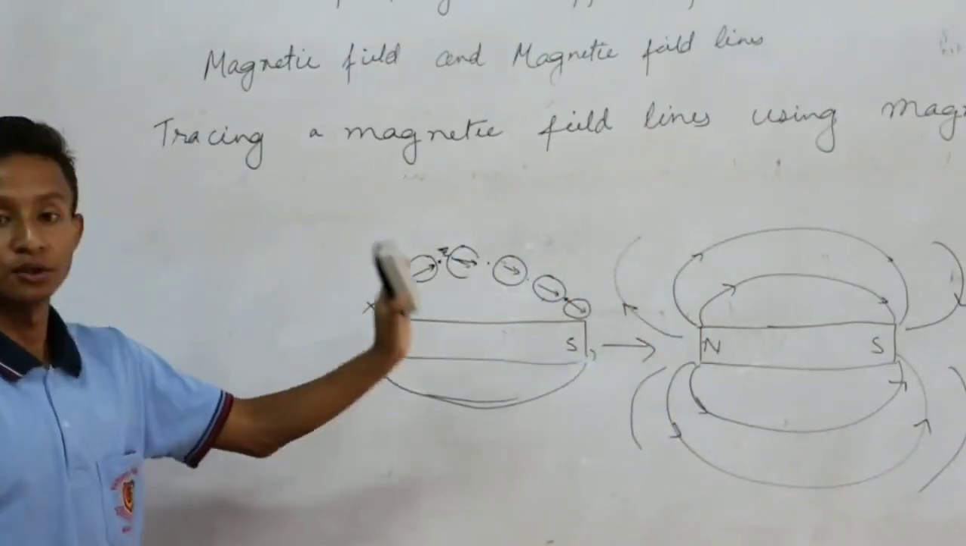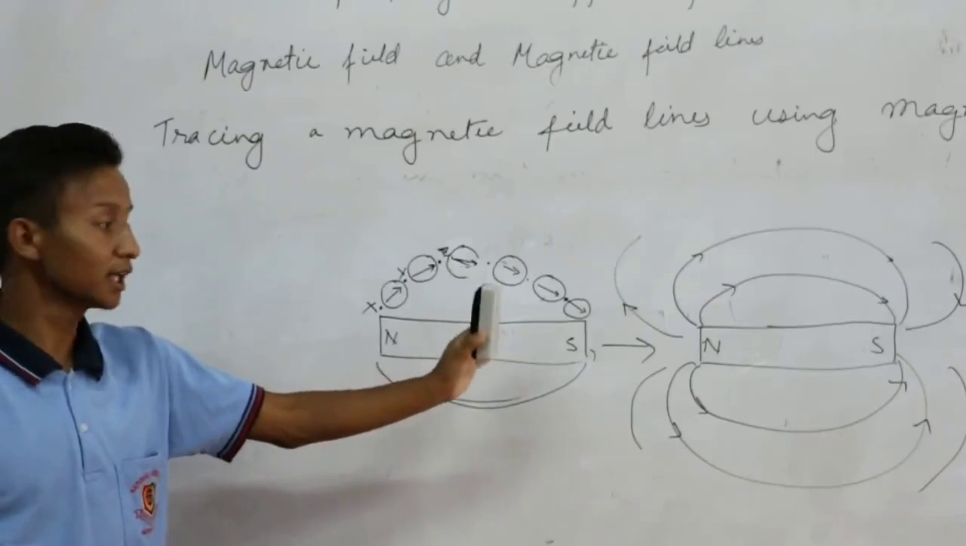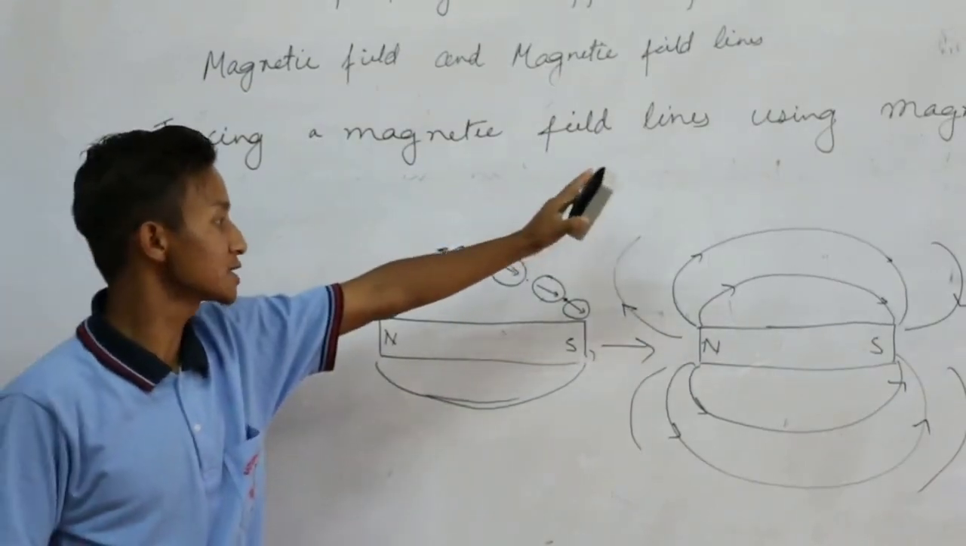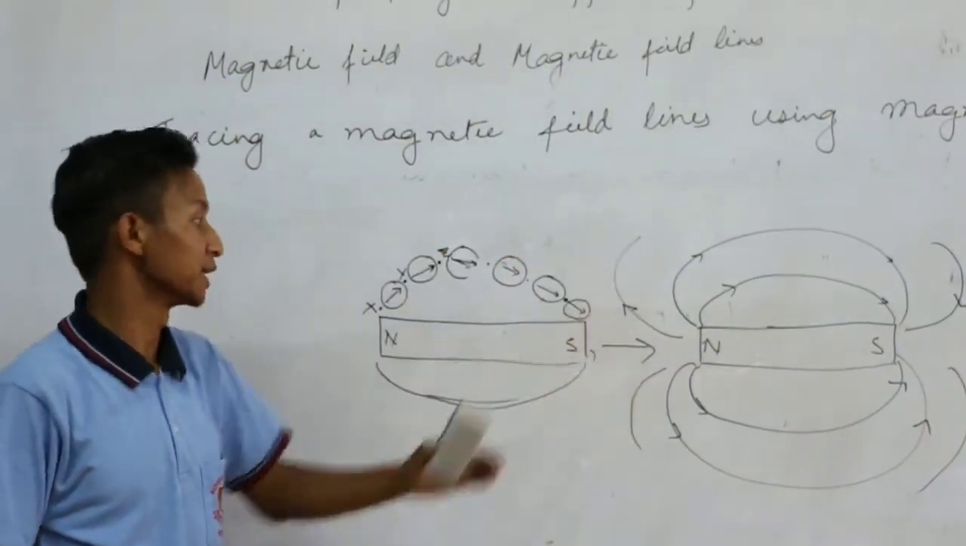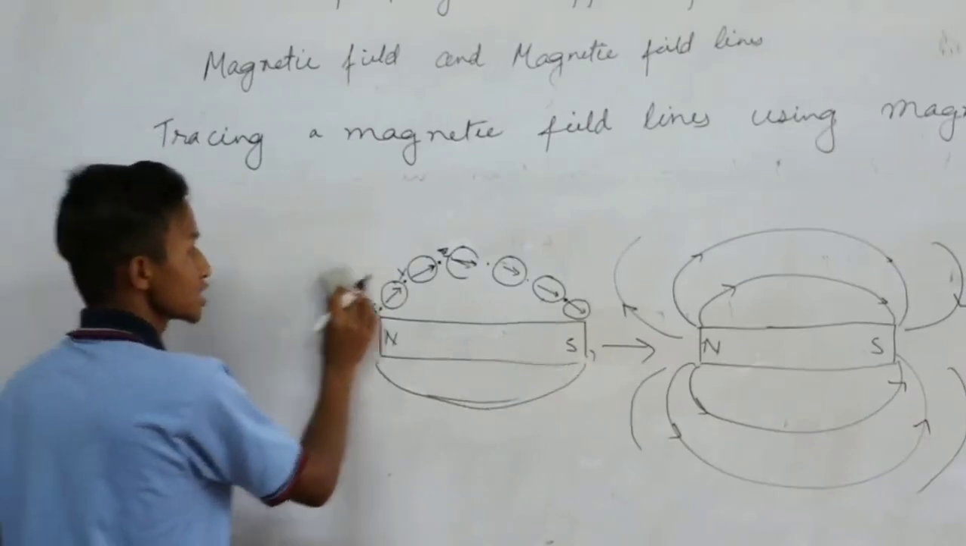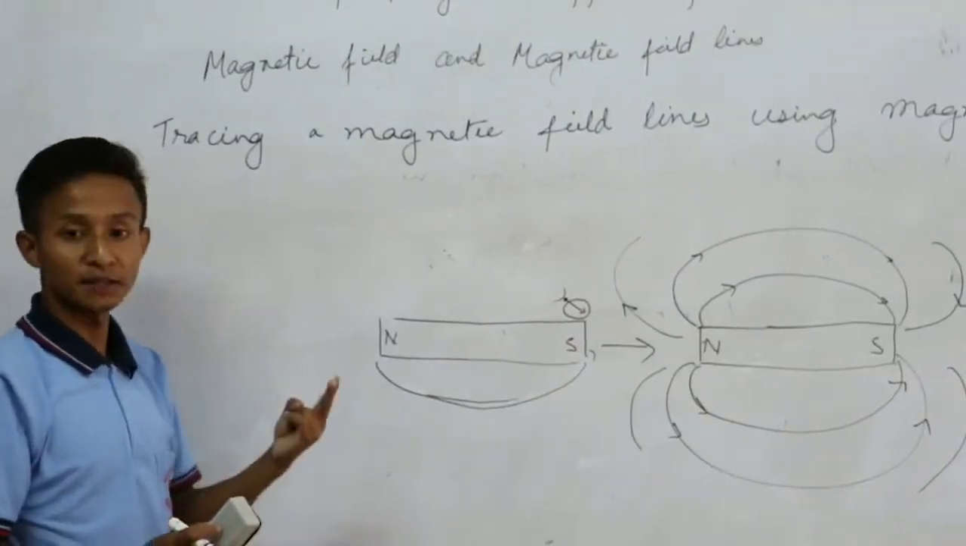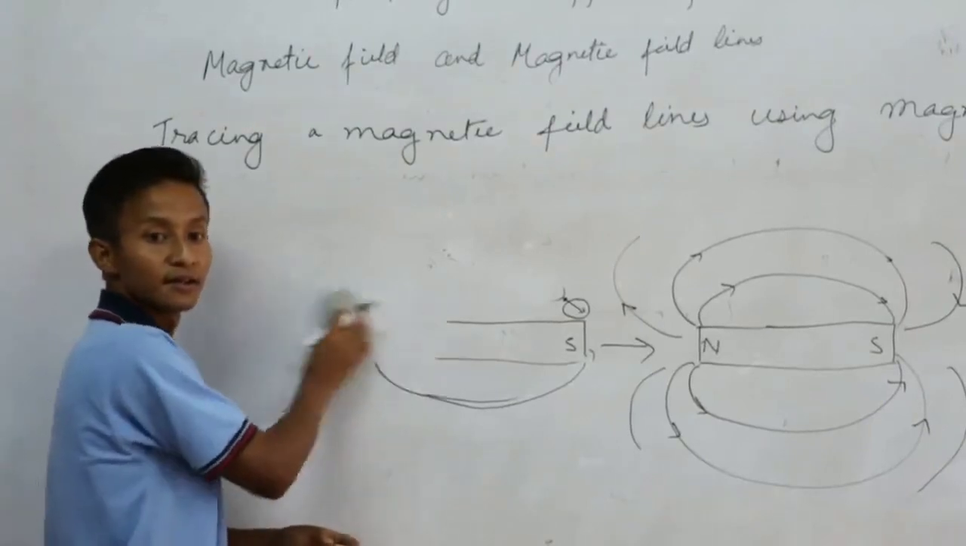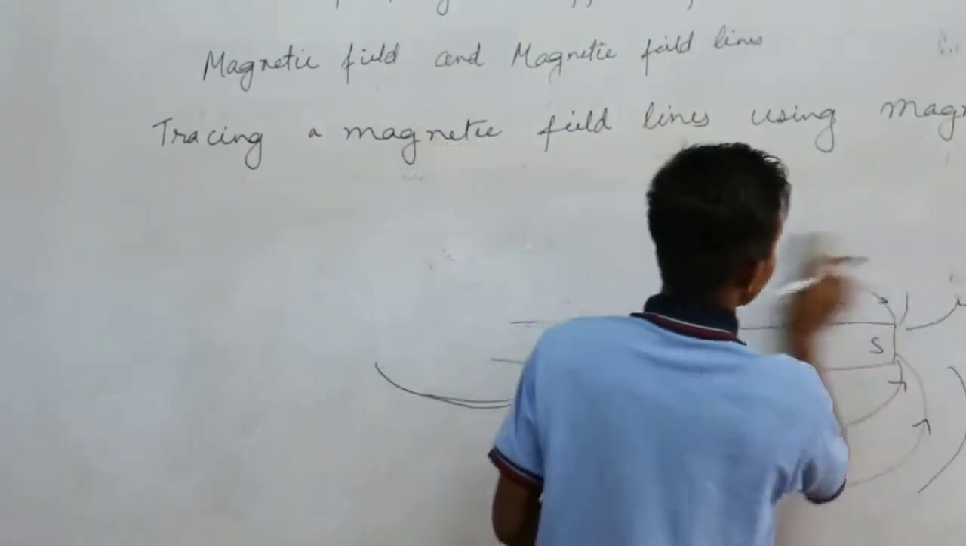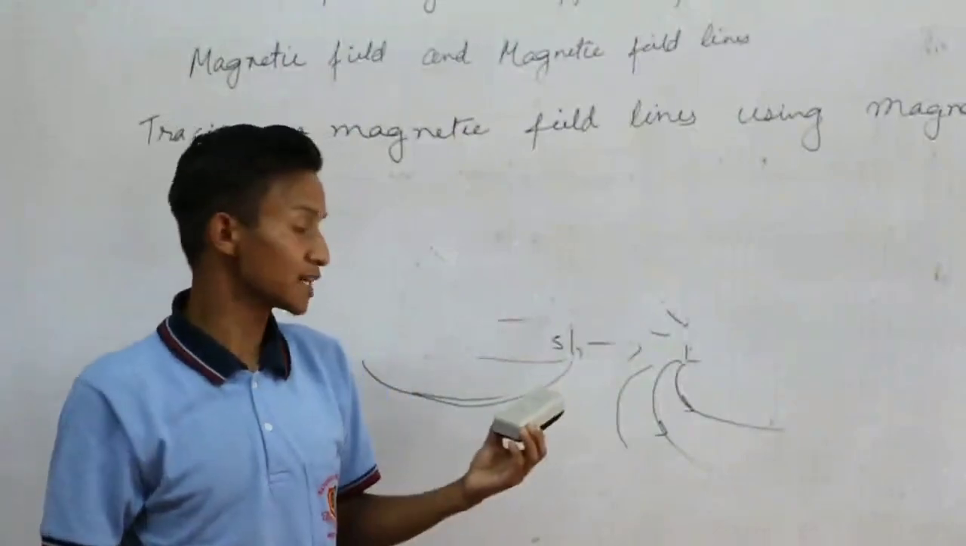So, this is how to trace magnetic field lines with the help of a magnetic compass and a bar magnet. So next we will discuss the characteristics of magnetic fields and magnetic field lines. For today, I will end the class here.